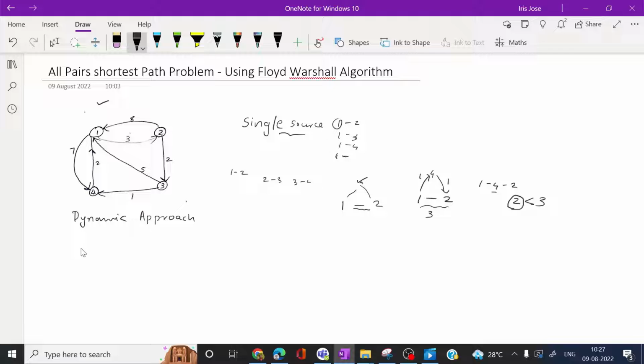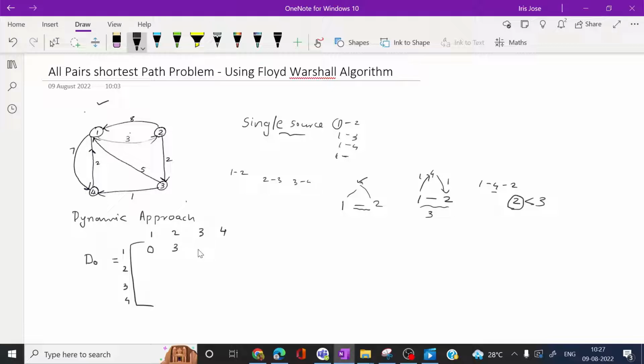First we have to write the cost adjacency matrix of the given graph, the distance matrix. It is represented by D0, and here I will write the cost adjacency matrix. There are 4 nodes, and the diagonal elements will always be 0. So 4 nodes means columns 1, 2, 3, 4, and there will also be 4 rows, 1, 2, 3, 4. From 1 to 1 the distance is 0. From 1 to 2 the distance is 3.